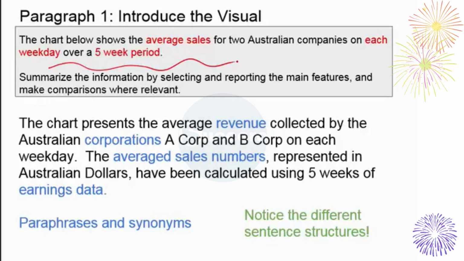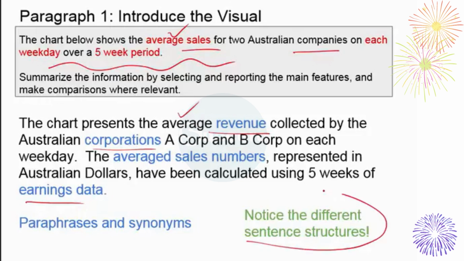Notice that not 100% of the language is different, right? It's hard to find a different word for average, right? So we use that here below. But instead of saying sales, we say revenue. Instead of saying companies, we say corporations. Average sales numbers is a different way of saying average sales. Earnings data, another way of describing what these companies earned. All of these things are new ways of saying the information that was presented in the directions.